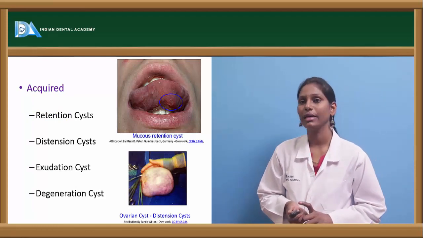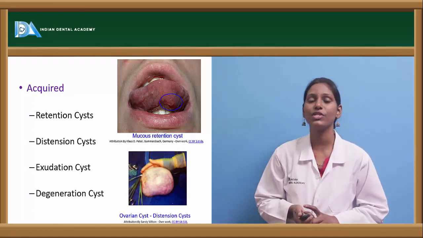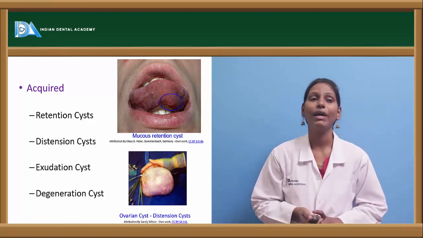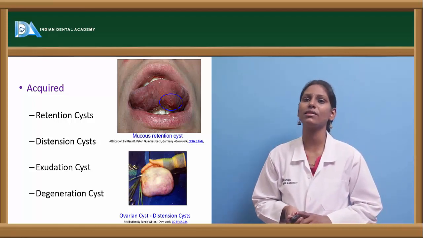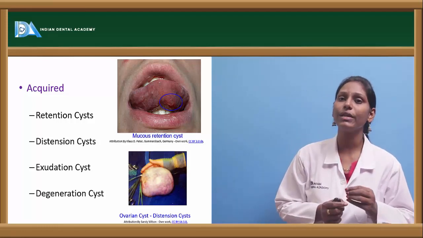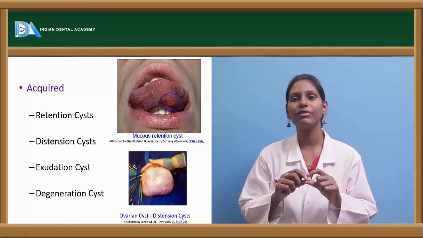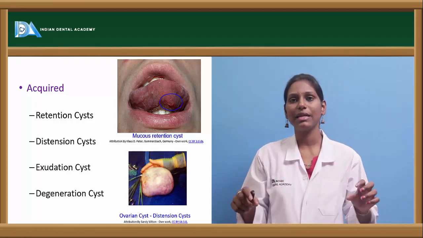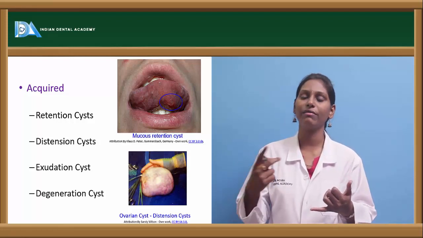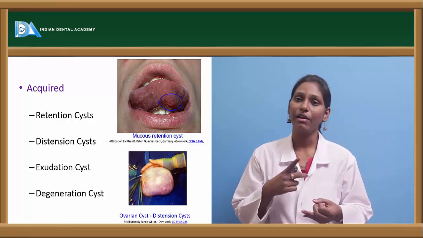We have some other cysts which are actually acquired, and these acquired cysts are of various types again. We have retention cyst. Retention cyst could be, for example, in this picture we can see mucus retention cyst. It is usually because of a blockage of the duct. For example, salivary gland duct is present, or for example you have Bartholin's cyst, or we have a mucus retention cyst, we have parotid cyst.